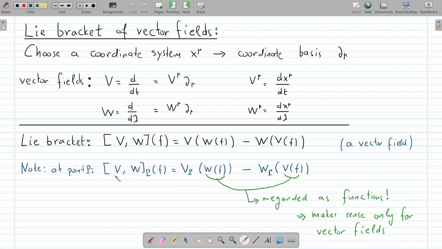Note that in order to define the commutator of two vector fields, it's not enough to have vectors at a given point, but we need to have vector fields, because we see here that the vector fields act on functions that are obtained by the action of a vector field. So in order to have such a commutator, the vector fields have to be defined at least in a neighborhood of the point P.